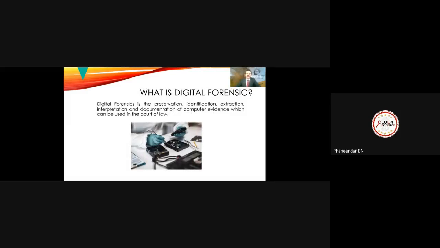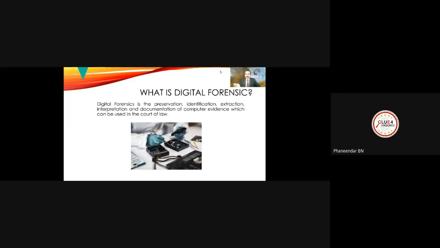At this point, it is now relevant for us to discuss what digital forensics is. Digital forensics can technically be explained as the preservation, identification, extraction, interpretation, and documentation of computer evidence which can be used in the court of law. However, in the same explanation, is it always going to be computer evidence? The terminology has to be understood in such a way. It's electronic evidence.